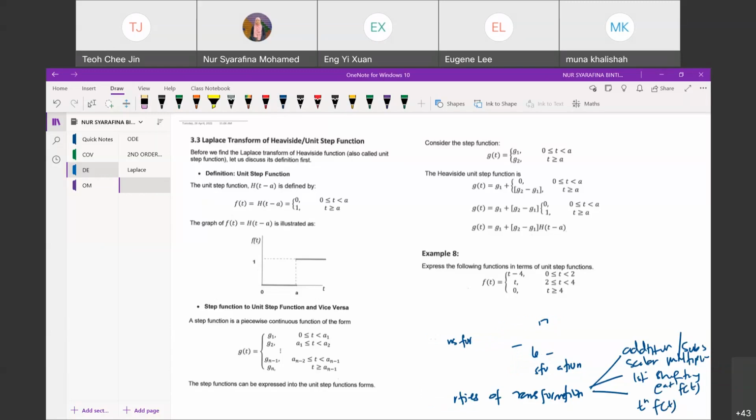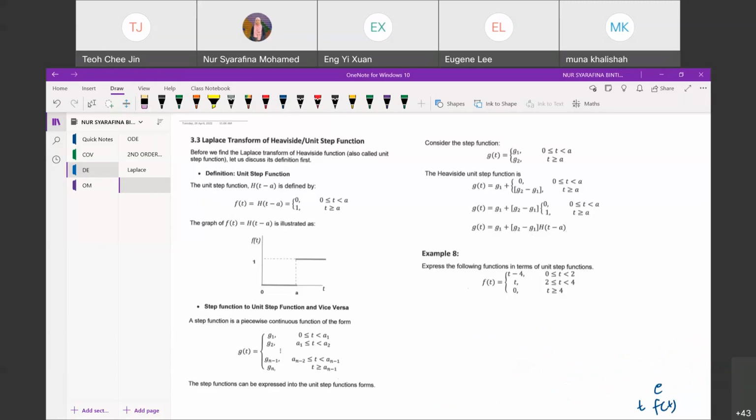So as for today, we are going to proceed with how to transform special types of function. We have three types of function that we are going to focus on. The first one is the unit step function, then we have the Dirac delta function, and we have the derivative function. So now let's start with the unit step function. First, what is a unit step function?